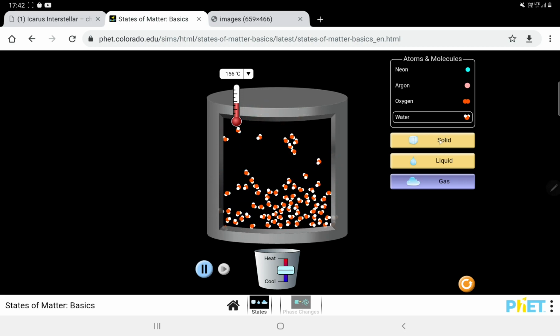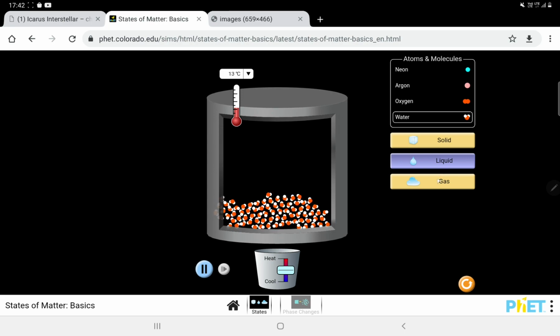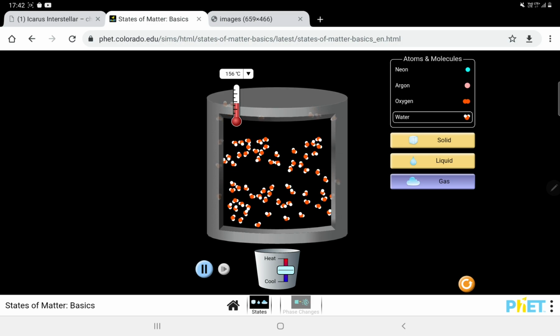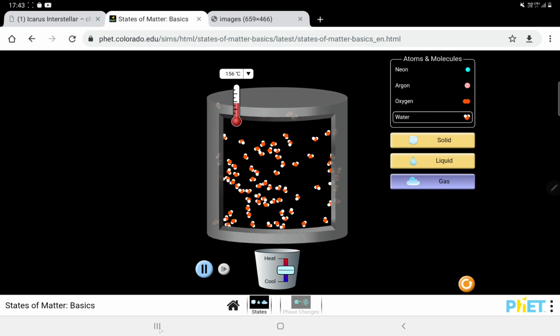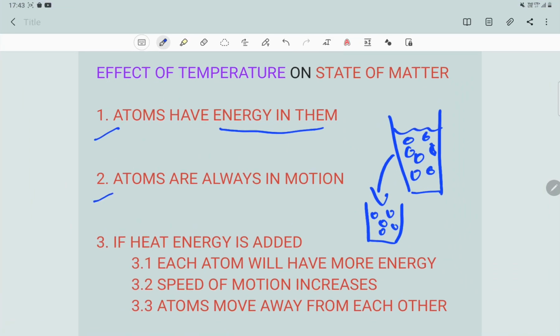So what have we learned so far? That in solids also the particles or the atoms are in motion. In liquids there is a slightly greater amount of motion because of greater space, and in gases there is a lot of space and thus a lot of motion of atoms or particles of the matter. So these are the 2 points that we've done in this particular video. All atoms have energy in them and atoms are always in motion. I will see you in the next video where we will learn what happens when we add heat energy or remove heat energy from any state of matter.